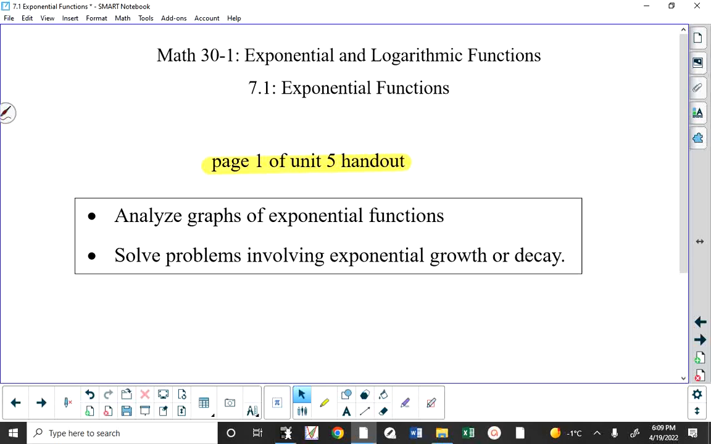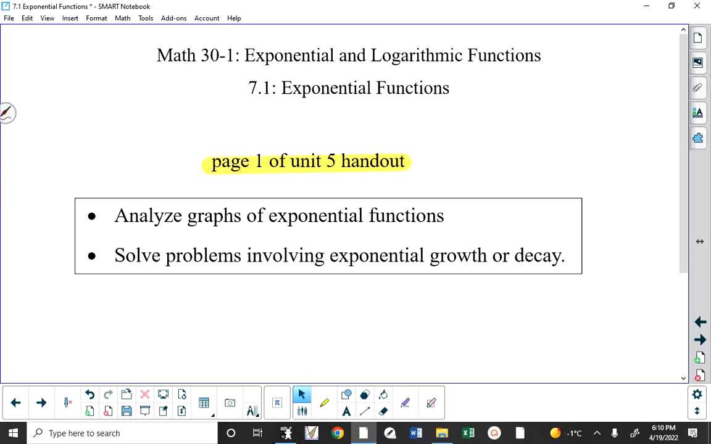We're going to move on today, and you've already been provided by the substitute teacher the Unit 5 handout, which is dealing with exponential and logarithmic functions and equations. We're going to dive right in and look at Lesson 1, which is 7.1, and it deals with exponential functions. In this unit, we're going to be dealing with Chapter 7, which is exponential functions and exponential equations, and we're also going to be dealing with Chapter 8, which involves logarithmic functions and logarithmic equations.